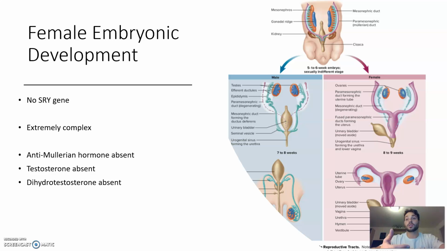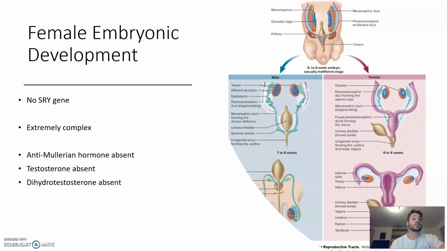We do not see the SRY gene present in female development. Female development is extremely complex because it involves multiple genes for development, and it needs functional ovaries. When the anti-Müllerian hormone is absent, we will see portions of the upper vagina, the uterus, and the fallopian tube start to develop.